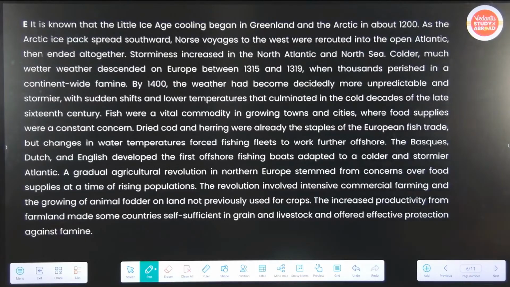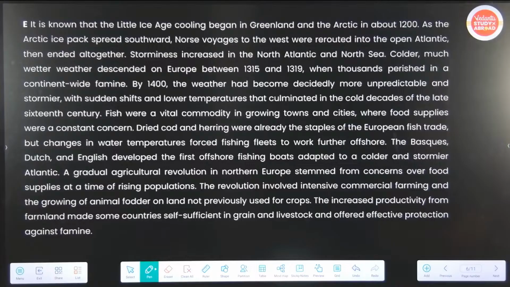It is known that the Little Ice Age cooling began in Greenland and the Arctic in about 1200. As the Arctic ice pack spread southward, Norse voyages to the west were rerouted into the open Atlantic, then ended altogether. Storminess increased in the North Atlantic and North Sea. Colder, much wetter weather descended on Europe between 1315 and 1319, when thousands perished in a continent-wide famine. By 1400, the weather had become decidedly more unpredictable and stormier, with sudden shifts and lower temperatures that culminated in the cold decades of the late 16th century.